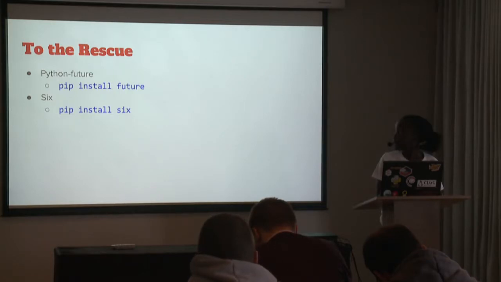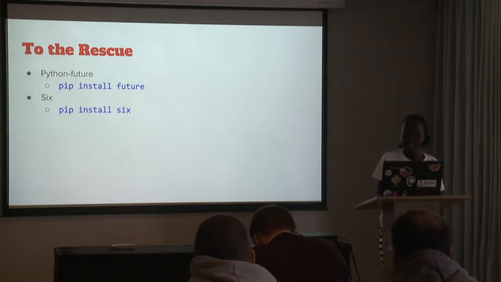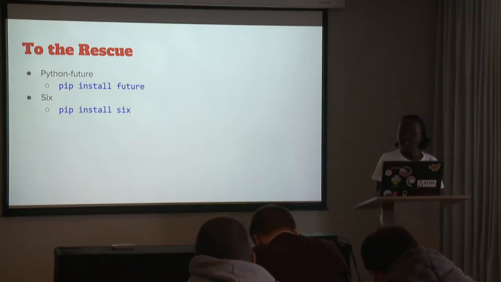Two people in the community have written two libraries. One is Python Future, which we probably know as future, written by Ed Schofield. And six, written by one of the Python core developers, Benjamin Peterson. These libraries have basically wrappers around methods that aid us to write functionality that will run reliably on both Python 2 and 3.